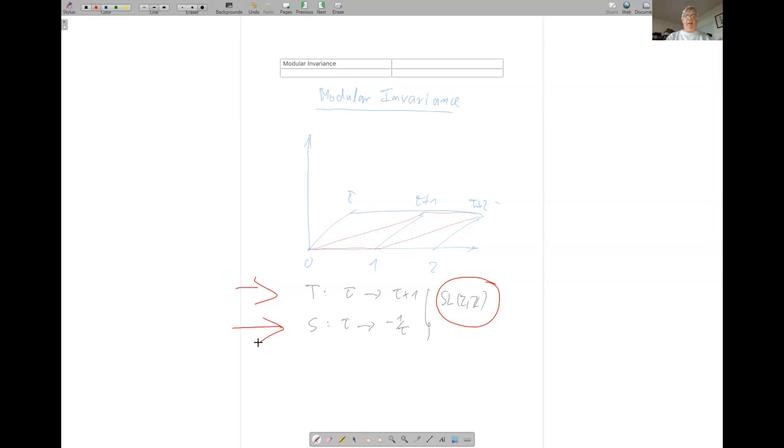Now, what does tau goes to -1 over tau do? Well, if we neglect the minus sign, this transformation is the reflection on the unit circle. So if I have a point inside the unit circle, it will map it to a point outside the unit circle. However, it will also map the upper to the lower half plane, and that's why we have a minus sign, because this maps it back to a point in the upper half plane. It can be shown as standard results that you find in books on modular forms, that these two transformations generate the so-called modular group SL2Z.